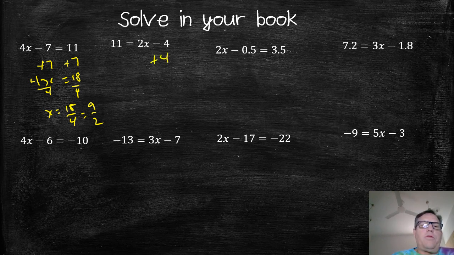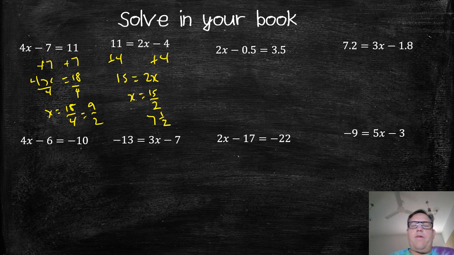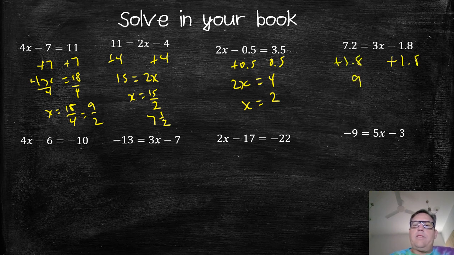Next one, we're going to add 4 to both sides. So 15 equals 2x. Divided by 2, x equals 15 over 2. You can leave your answer like that, or you can write it as 7.5. The next one, we're going to add 0.5 to both sides. 2x equals 4, x equals 2. The next one, we're going to add 1.8 to both sides. So 9 equals 3x, and then divide by 3, x equals 3.